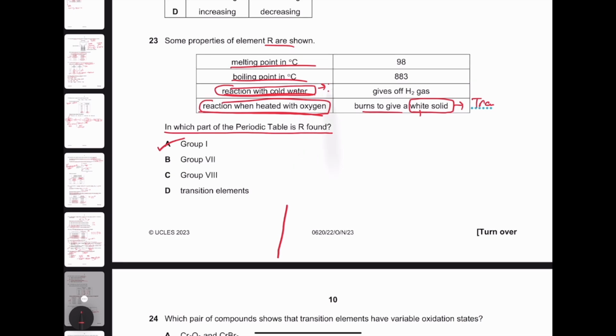Reaction with cold water told me that it's a metal, and the melting point is very low. So it must be a group 1 metal. Also, in the reaction when heated with oxygen, it is giving a white solid. White solids are usually formed by group 1 metals. So the answer is A.